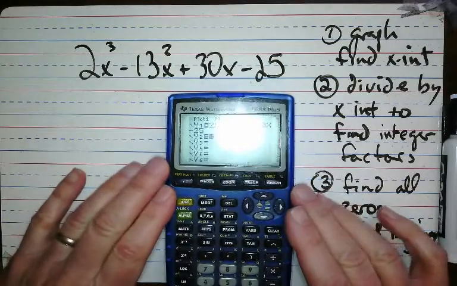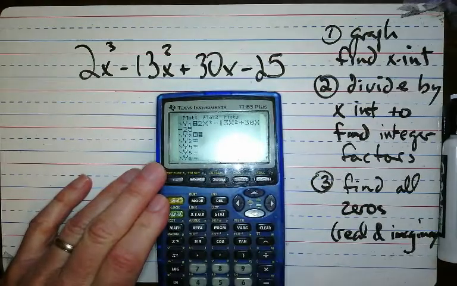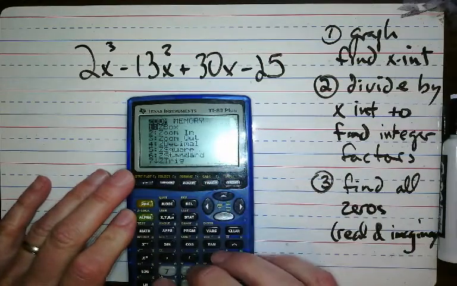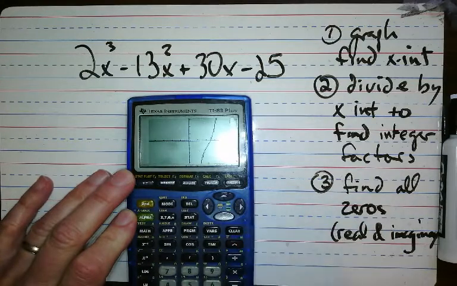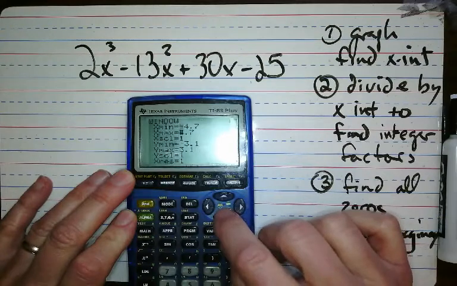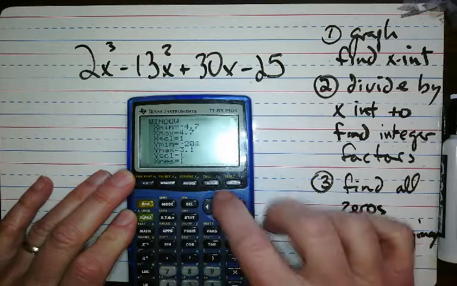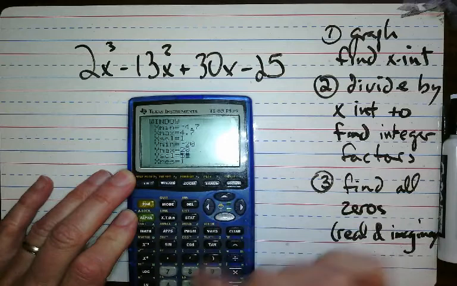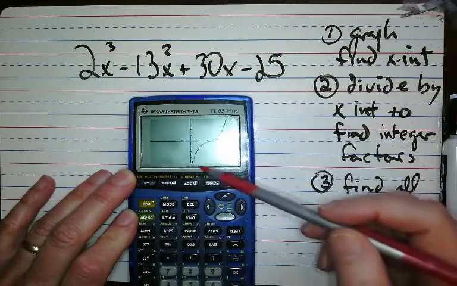Lo and behold, there we go. I typed it in. Now I'm going to hit zoom 4 because I like to start in the middle there. Oh, okay. It looks like this one only has one x-intercept. Let's go down just to be sure. So we'll make this negative 20, positive 20. Why not? Okay. Yep, that's it.